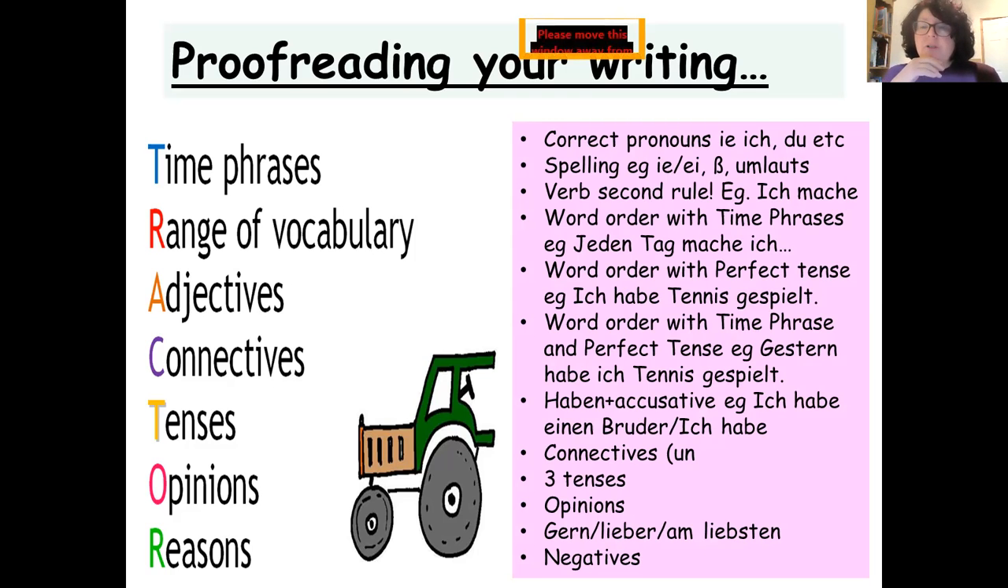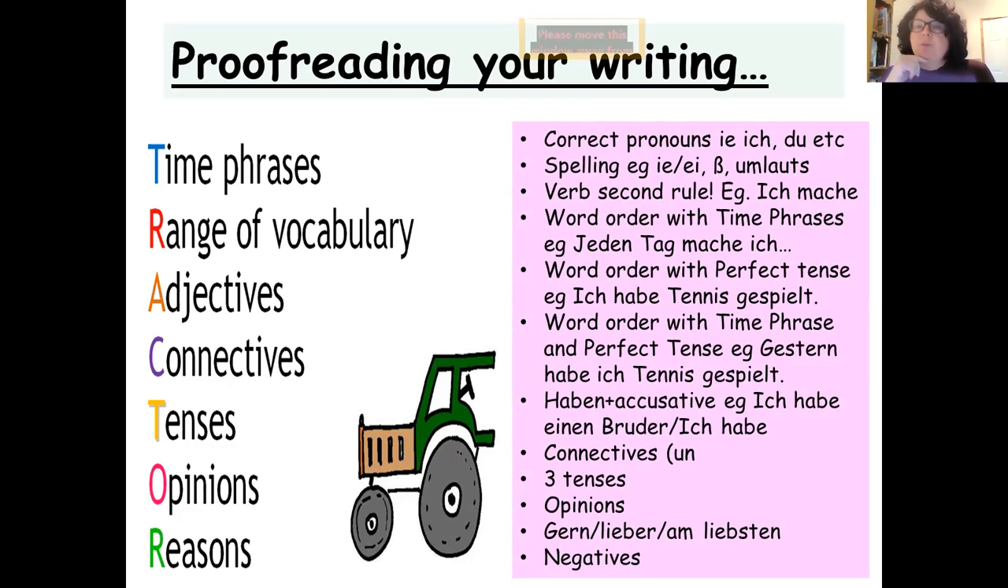Verb second rule, okay, we've just gone through that today. So remember the verb is always second. Zum Beispiel, ich mache. Check your word order with time phrases. So remember then that the pronoun and the verb are inverted, but the verb is still second. So zum Beispiel, jeden Tag mache ich. So every day I do whatever, or jeden Tag spiele ich.